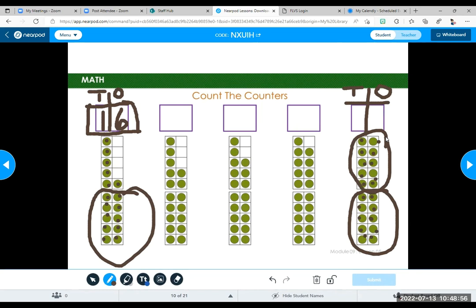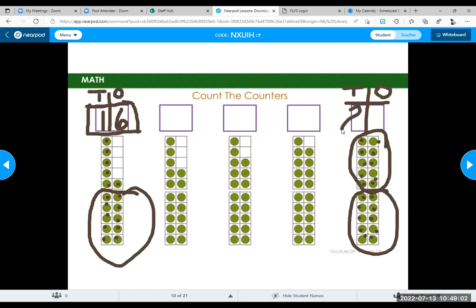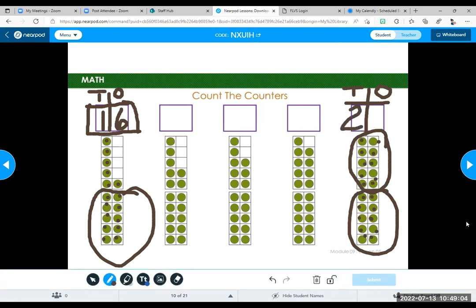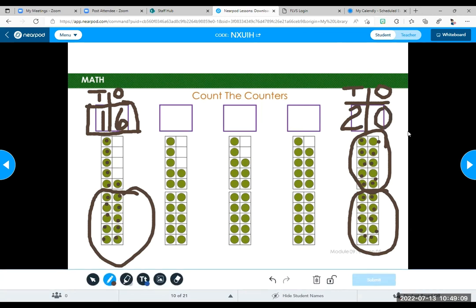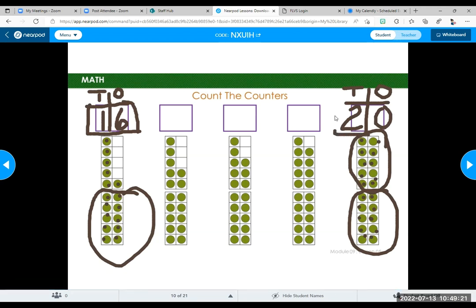Uno o dos? So we can put 2 10s and 0 baby extra ones. No más. No más. So dos, 2 10s and no extra ones left over. So our number is, I wonder if you can tell me this number.